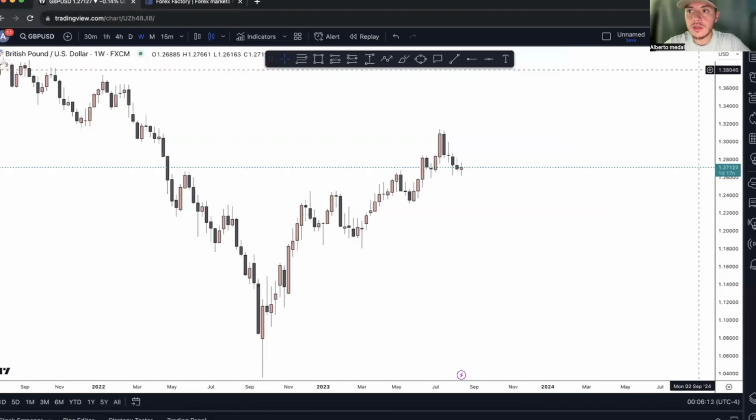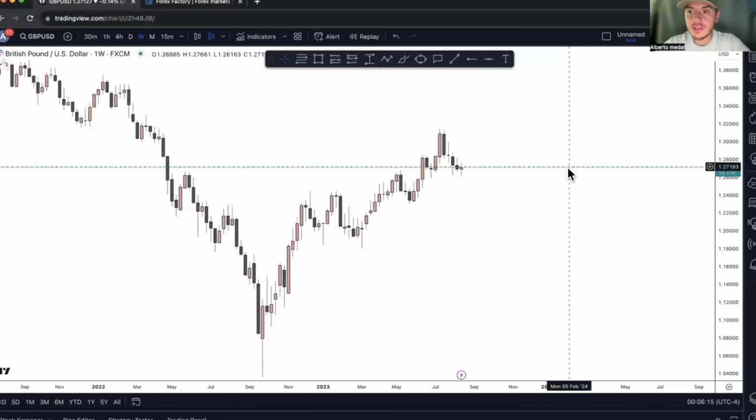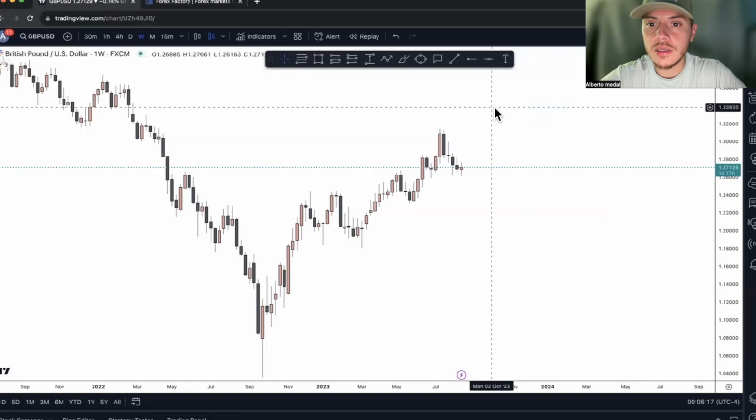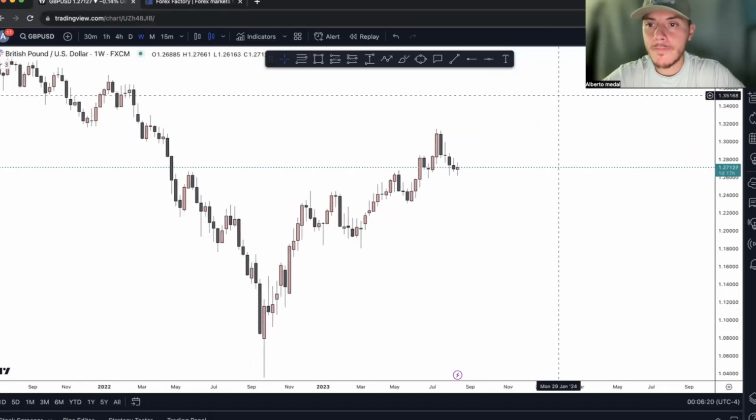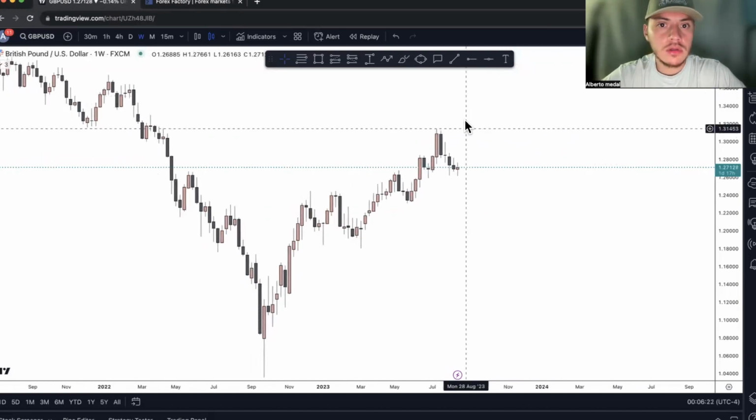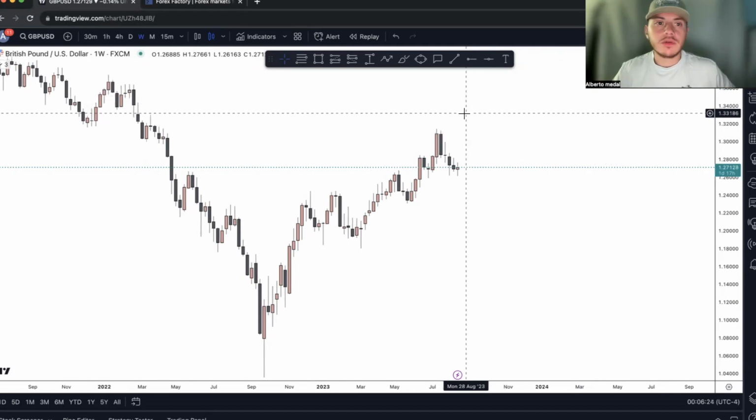Today, I'm going to go over my favorite setup on GBPUSD. I actually took this trade earlier today. So let's get into it, right?